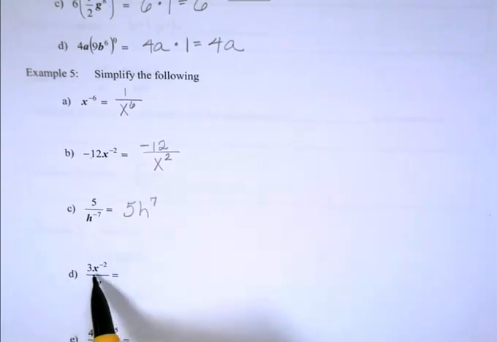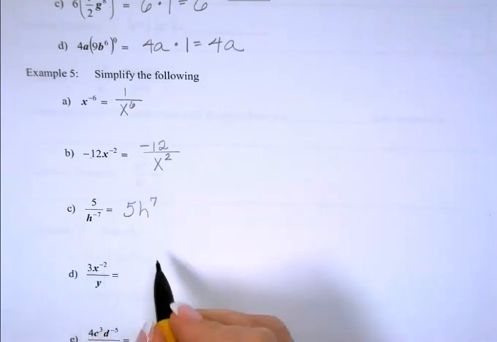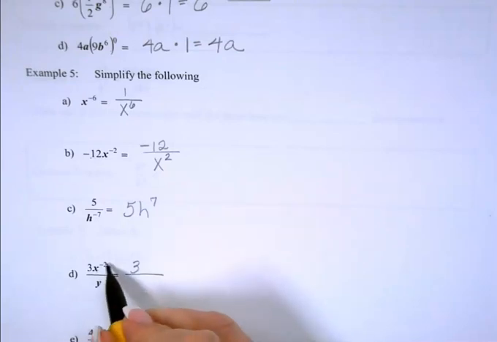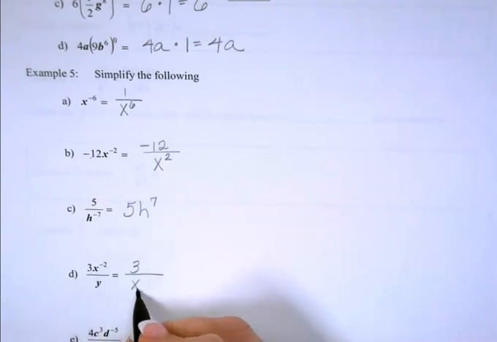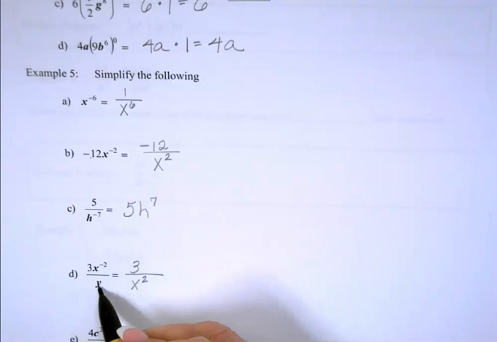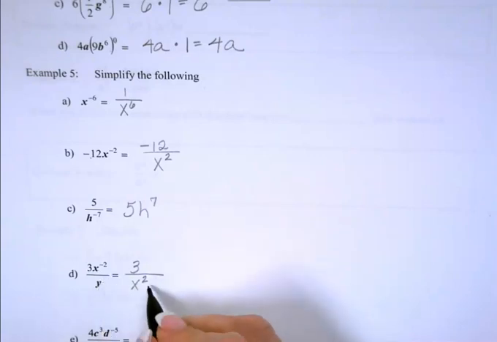On our next example, the 3 is not to that negative exponent, so the 3 still stays on top. X to the negative 2 will flip to the bottom. When you flip it, you become positive on your exponent. The y does not have a negative exponent on it. It has an exponent of positive 1, so it stays where it is located.